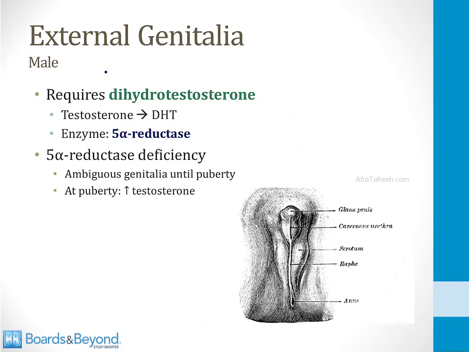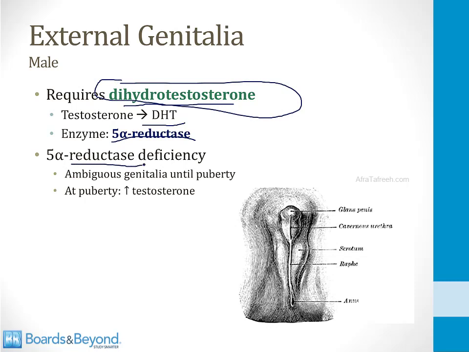Development of the external genitalia in the male requires dihydrotestosterone. Recall that testosterone can be converted to dihydrotestosterone by the enzyme 5-alpha reductase, and dihydrotestosterone is a much more potent androgen than testosterone. So rarely, male children are born with a 5-alpha reductase deficiency, and as a result, they will have ambiguous genitalia until puberty. That's because there's not enough dihydrotestosterone around to drive formation of the male external genitalia in development.